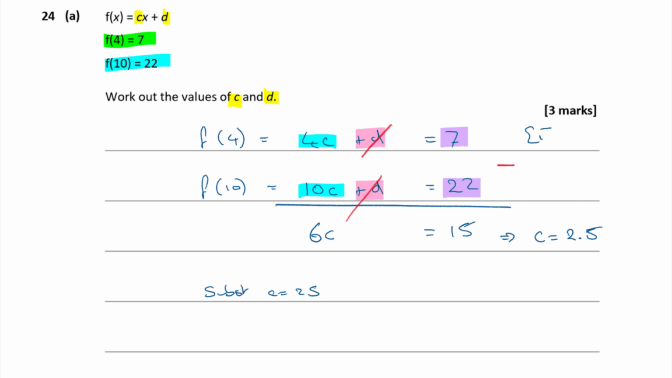Let's call that equation 1 and equation 2. So subbing c equals 2.5 into equation 1, then I'm going to get 4c, 4 lots of 2.5, plus d is equal to 7. Well, 4 lots of 2.5, that's 10, isn't it? 10 plus d is equal to 7. So taking d away from both sides, that tells me that d must be negative 3. So I've got c is 2.5 and d is negative 3.